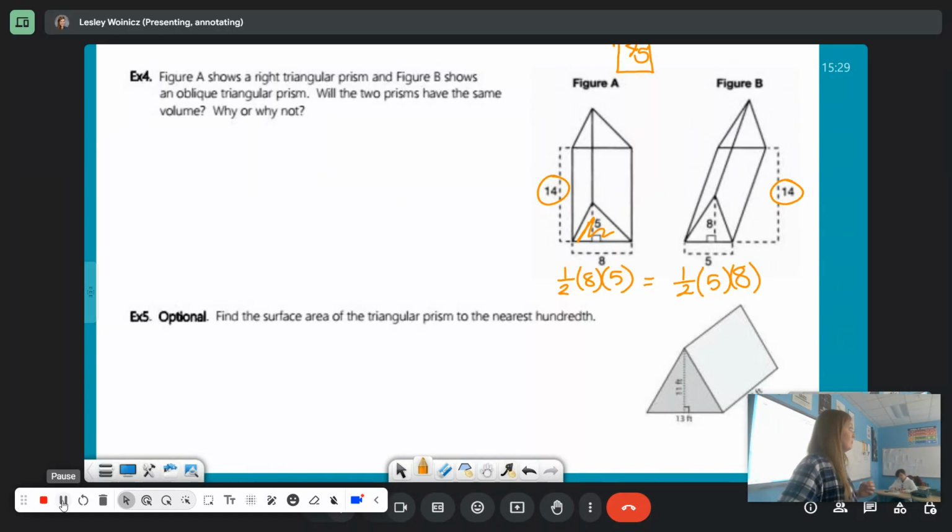Because our two triangular prisms have the same base area and the same height and the same cross-sectional area at every point along that height, by Cavalieri's principle, they have the same volume.